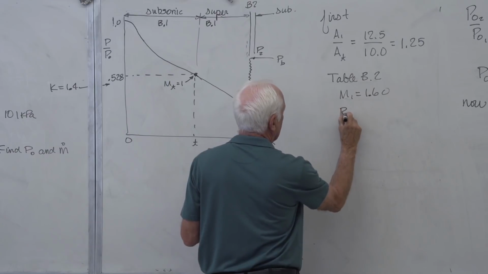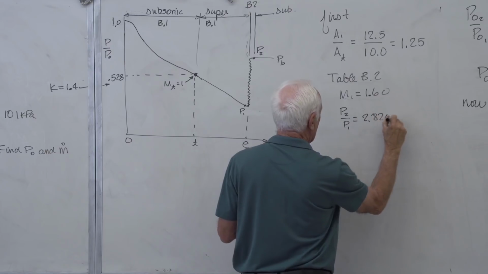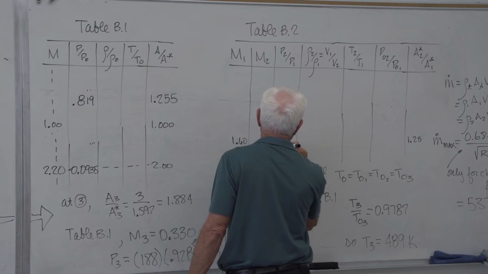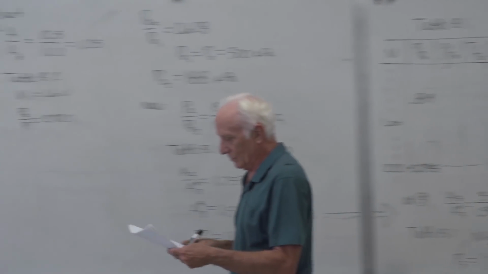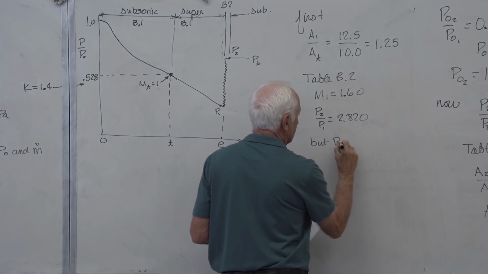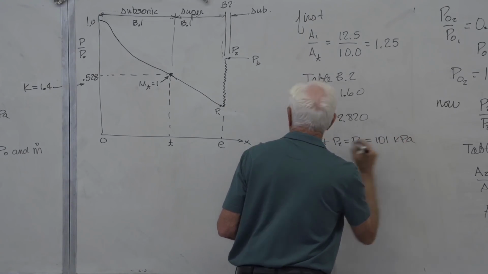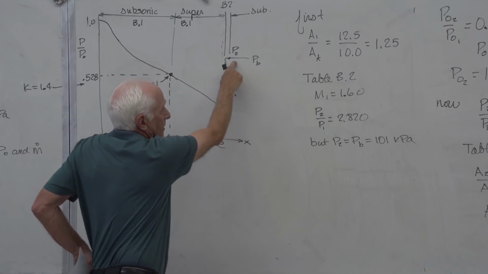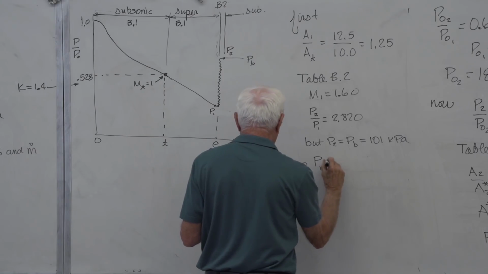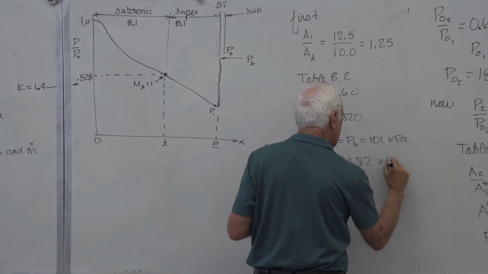So I know the Mach number 1 is now 1.60. I also know that P2 over P1 is equal to 2.820. Okay, and I know P2 equals P back, and the back pressure is 101 kPa given to me. P2 is the back pressure. Okay, so now I can solve for P1. So P1 is equal to 31.82 kPa.